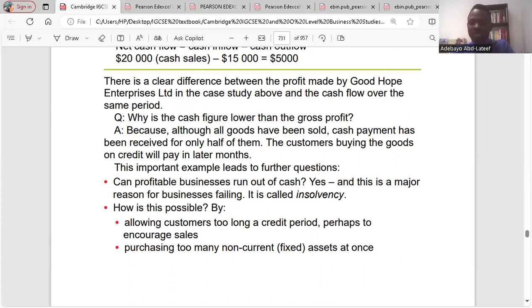The important example leads to further questions. Can a profitable business run out of cash? Yes. And this is the major reason why businesses fail. It is called insolvency. Insolvency means you are unable to have cash with you. One of the reasons could be delay in payments by credit customers. If they don't pay earlier, what will you use in paying? You won't be able to do whatever you need to do with cash. That means you are insolvent. Do you get the point there?